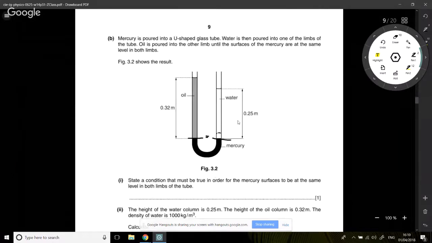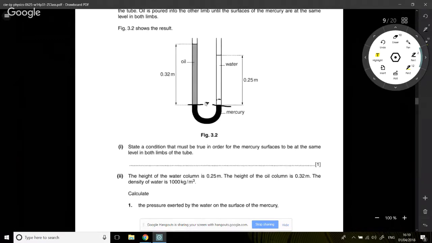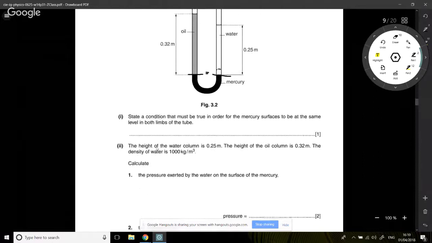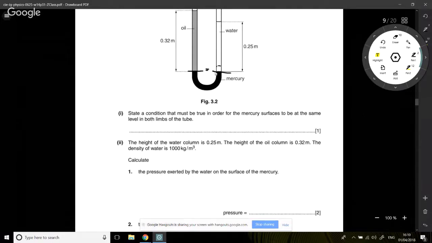All right, this question talks about mercury, where these two columns of water are stacked on top of a mercury bend, and you can see in this case the levels are equal, they're at the same height. So what condition must be true for this to be at the same height?